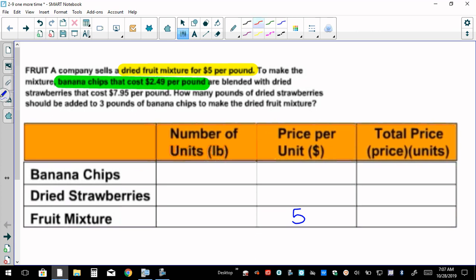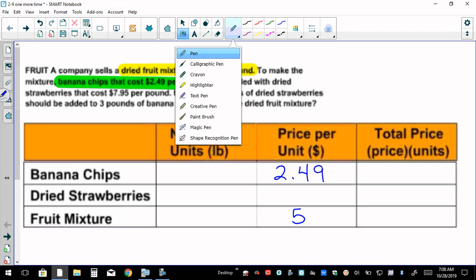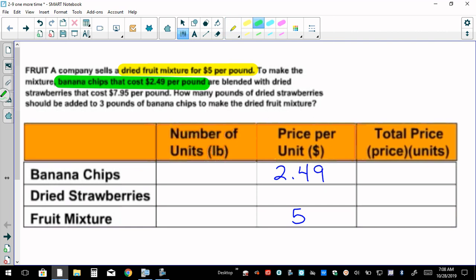Where should that be? Well, I find my banana chips over here. Price per unit, $2.49 per pound. Blended with dried strawberries that cost $7.95 a pound. Strawberries that cost $7.95 per pound. So I'm going to write that where it goes. Well, price per unit, $7.95.